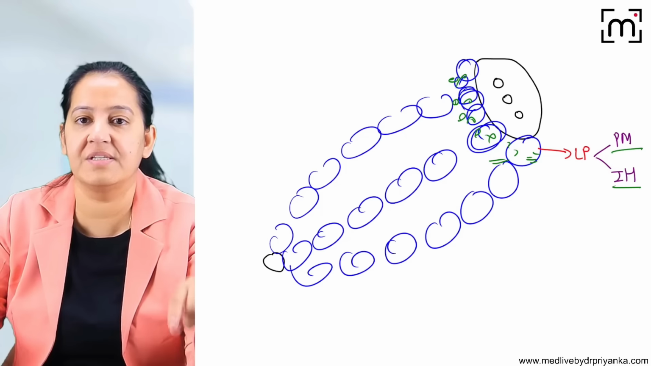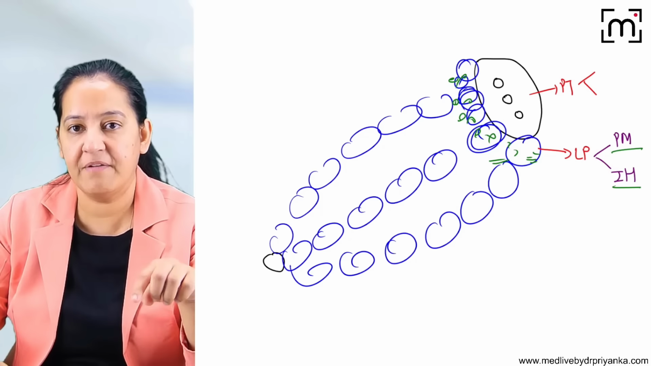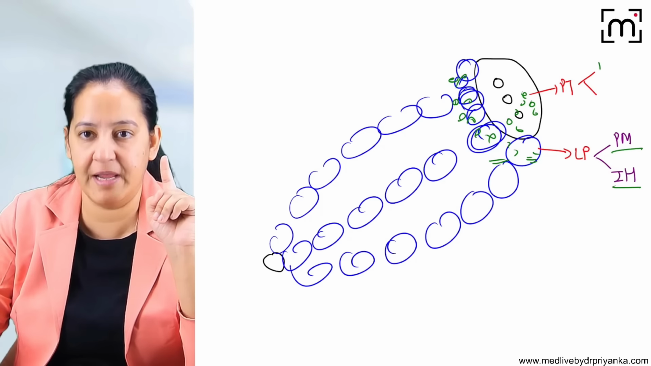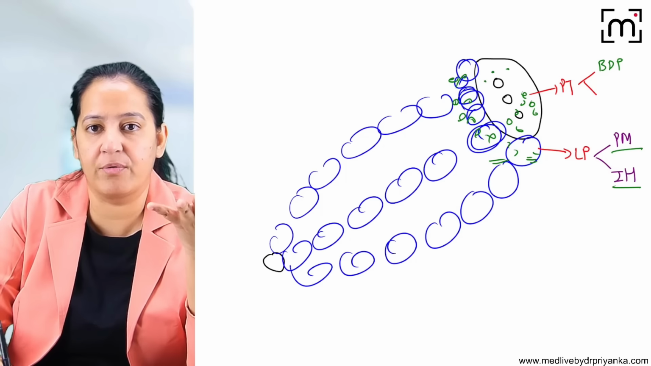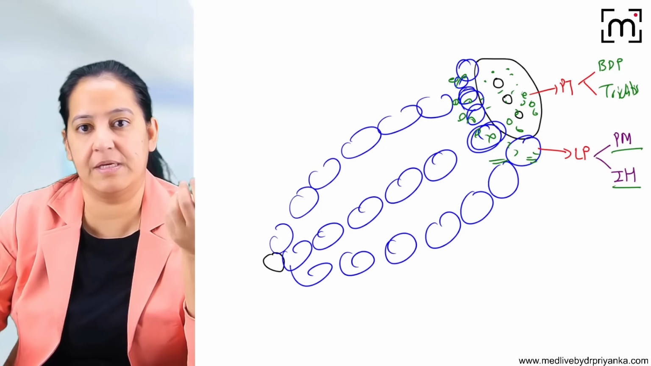Now I will show two changes in the portal triad. Number one, I will draw many bile ducts. One artery, one vein, but many bile ducts. I will label it bile duct proliferation. And number two, I will show the inflammation in the background. I will draw many lymphocytes and I will label it as triaditis, inflammation in the portal triad.